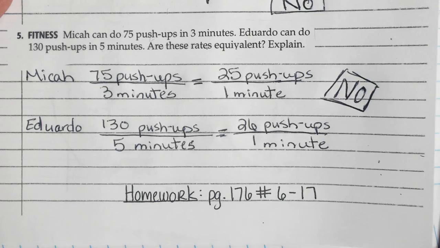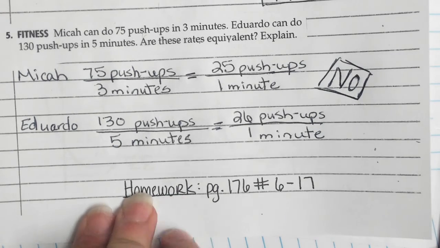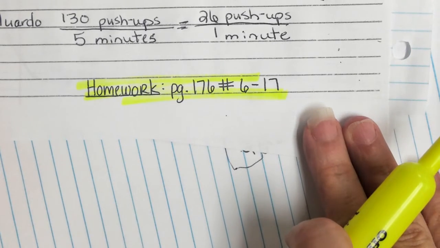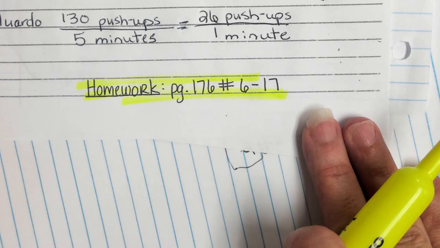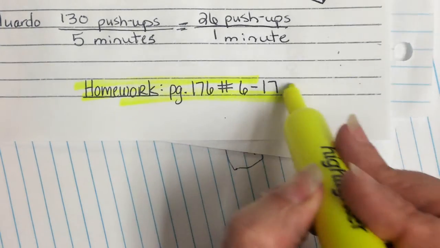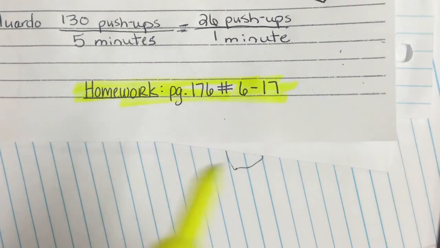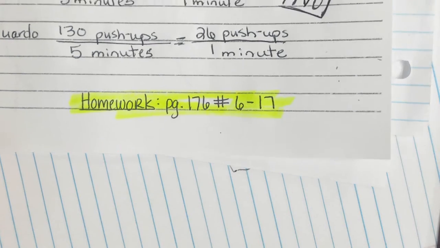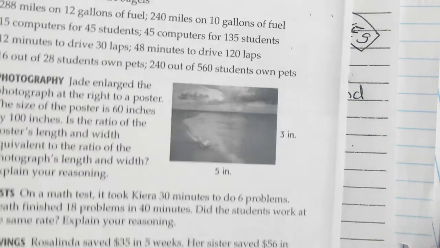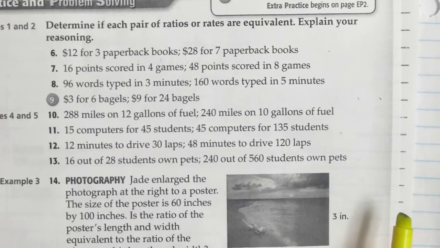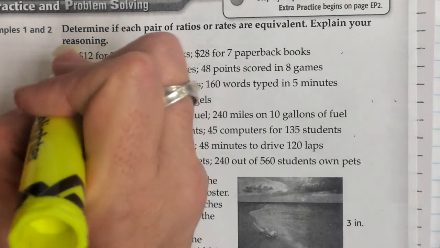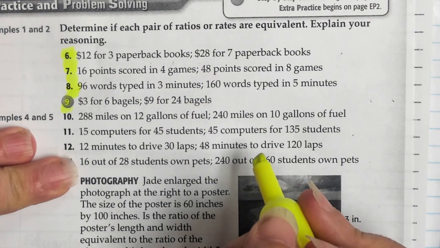Now, your homework is down here, and I'm going to show you a page in just a second. It is page 176, 6 through 17. Okay, 6 through 17. Now, if you will look up here, I'm going to give you some hints. Okay, starting out. This is the actual page. So, 6 through 9 is honestly just like the notes.